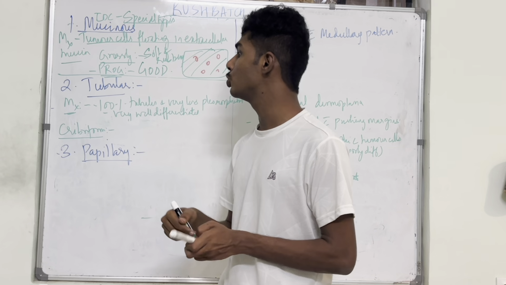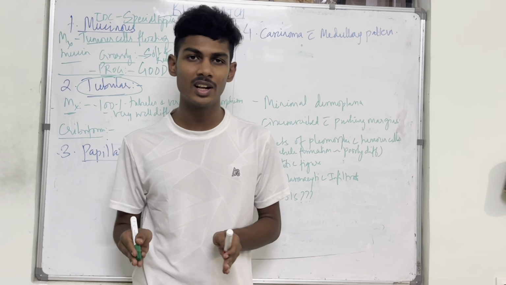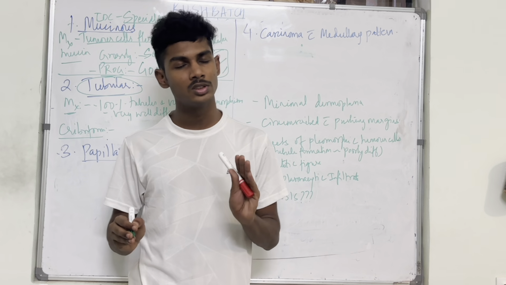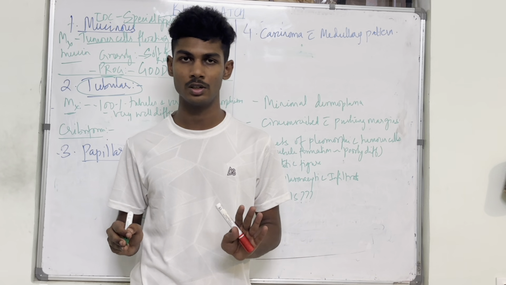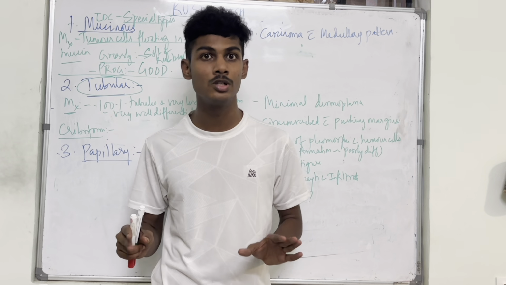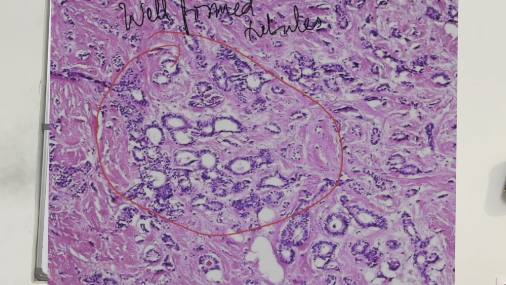Yeah, next one is tubular carcinoma. In tubular carcinoma, what are you seeing? See, in tubular carcinoma, you will see well-formed tubules. We have seen that generally in breast cancer, tubules are present. You know that in grading. But in tubular carcinoma, tubules are more or less nearly equal to 100%. So that is 100% tubules.